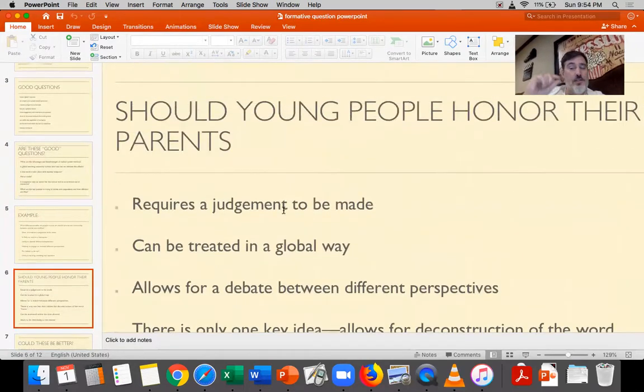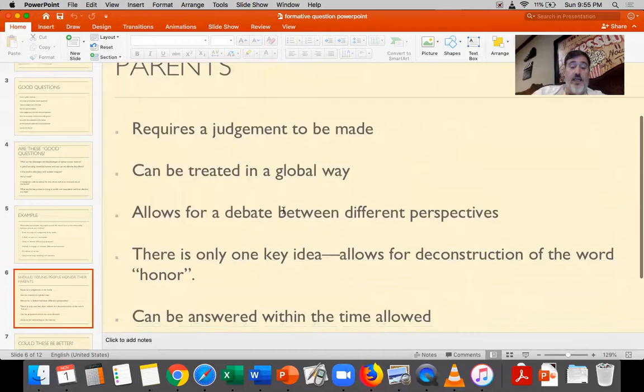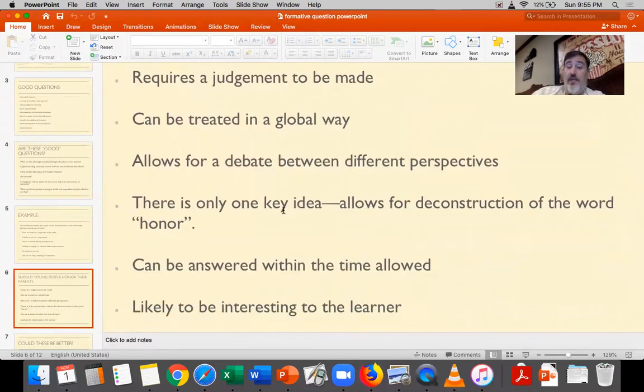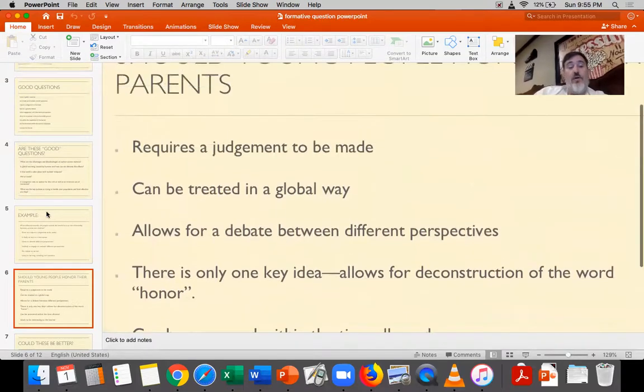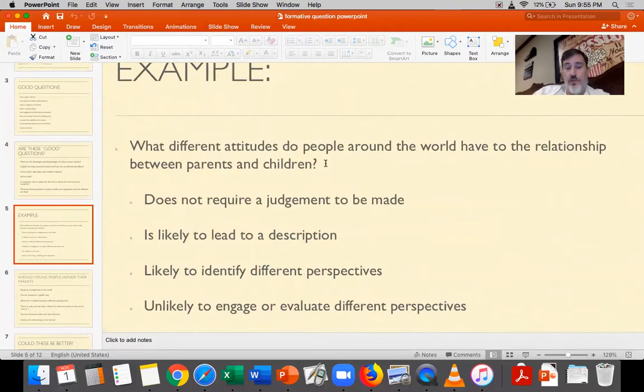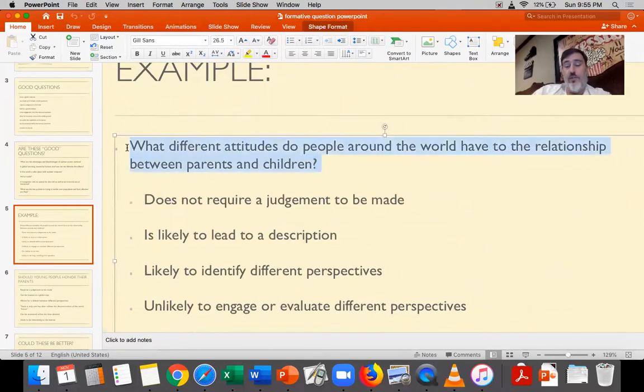If you changed it just a little bit and changed the idea of it: should young people honor their parents? See, this one does require judgment to be made. It can be treated in a global way. There's a debate to be had. There's only one key idea. It can be answered within a time limit, and to the right learner, it could be quite interesting. Now, is it going to deal with the same type of research that this question would deal with? Absolutely. But just one change in the question opens up the potential for much higher marks.